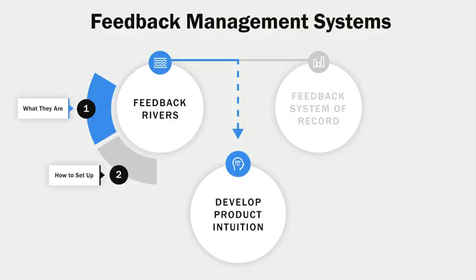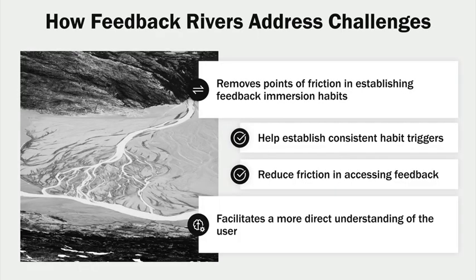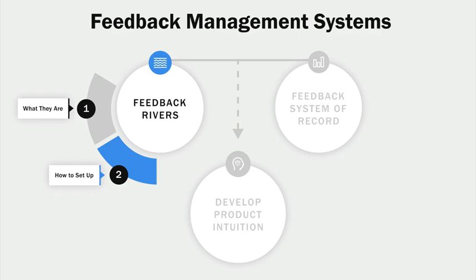In the previous lesson, we talked about feedback rivers and how they develop product intuition. We covered how feedback rivers consolidate feedback from different sources into a single channel. And we talked about how feedback rivers help PMs better develop their product intuition by removing friction involved in establishing good feedback habits and facilitating a more direct understanding of the user.